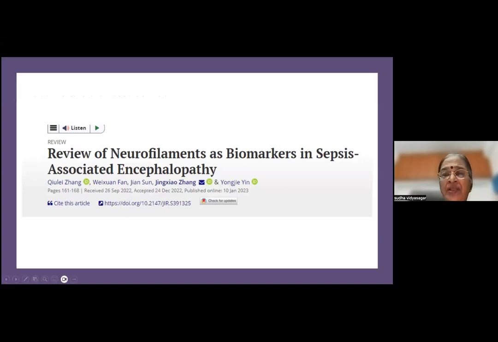Again, we have neurofilaments as biomarkers in sepsis-associated encephalopathy. We all know that sepsis-associated encephalopathy is a big thing. In the ICU, if you have a patient who is unconscious and who has sepsis, you say probably tomorrow sepsis will get better, encephalopathy will improve, and the patient will become conscious, isn't it? There are studies on neurofilaments in the brain which can be used as biomarkers for sepsis-associated encephalopathy. That's a very exciting field again.